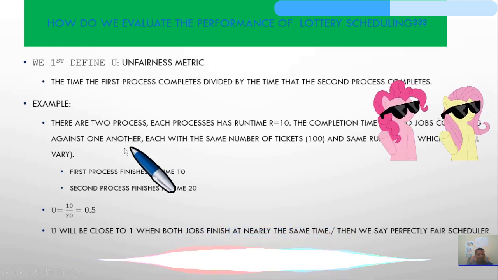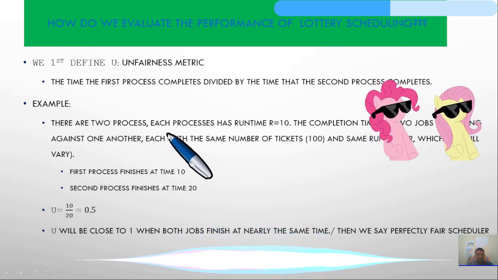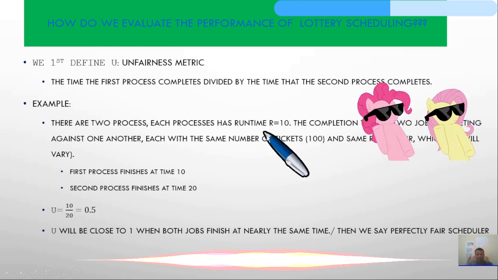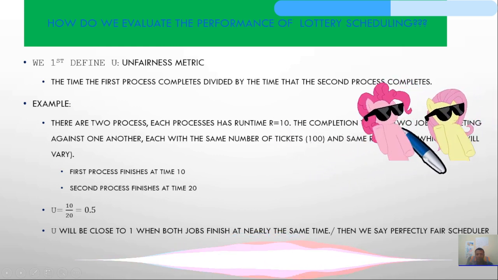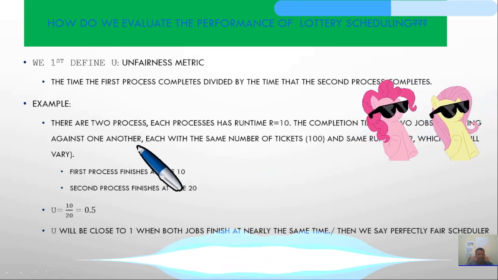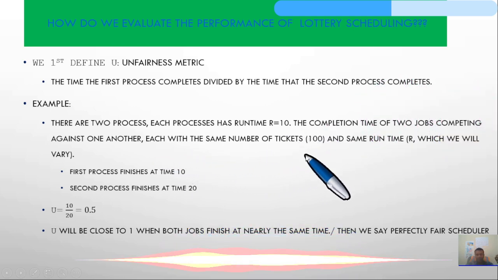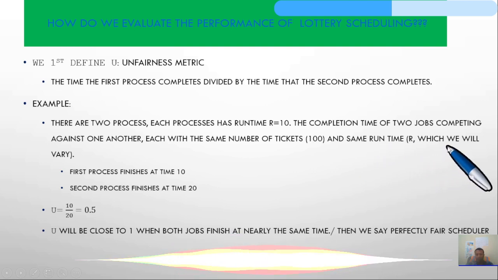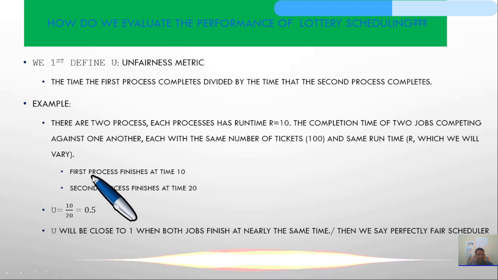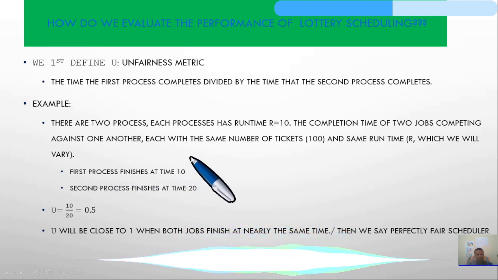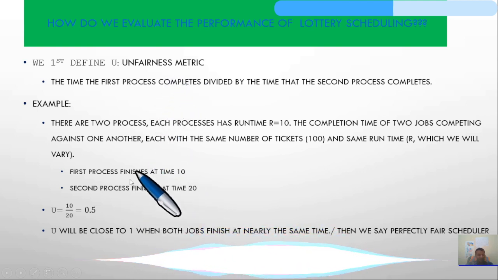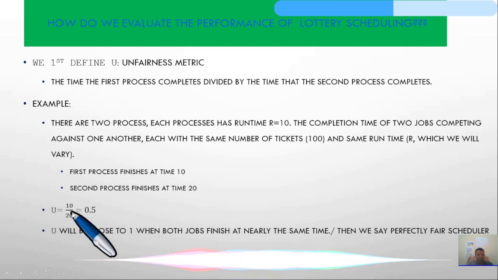Let's see it in an example. There are two processes, for example. Each process has a runtime of R, 10. The completion time of two jobs competing against one another, each with the same number of tickets, let's say 100, and the same runtime. So R will vary basically. Let's say the first process finishes at time 10, the second process finishes at time 20. So the unfairness metric will be 10 over 20. This is 0.5.